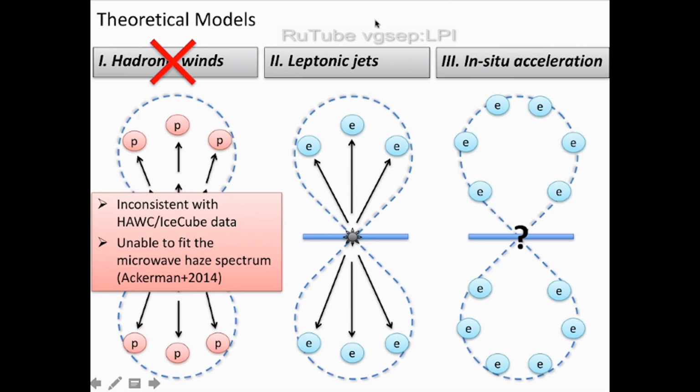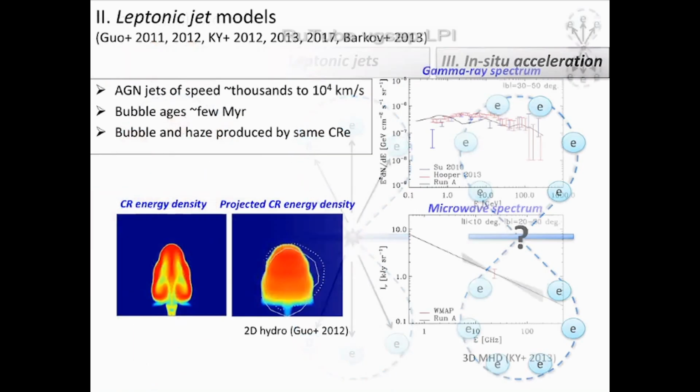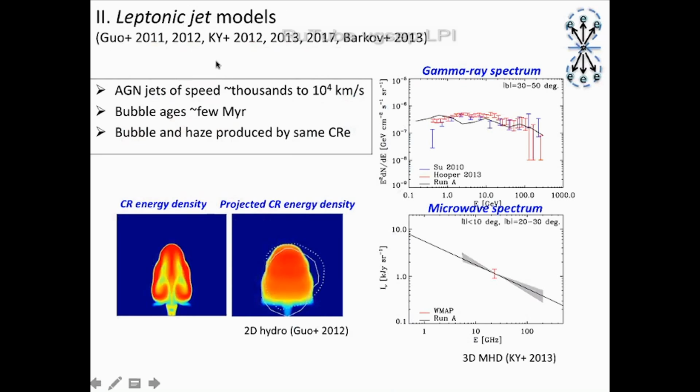Okay, so let me try to explain the status of the leptonic jet model first. In terms of this model, various studies, including earlier 2D hydrodynamic simulations and my own 3D MHD simulations, have found that the leptonic jet model has been quite successful. We assume that the initial jet speed is on the order of thousands to 10,000 kilometers per second.